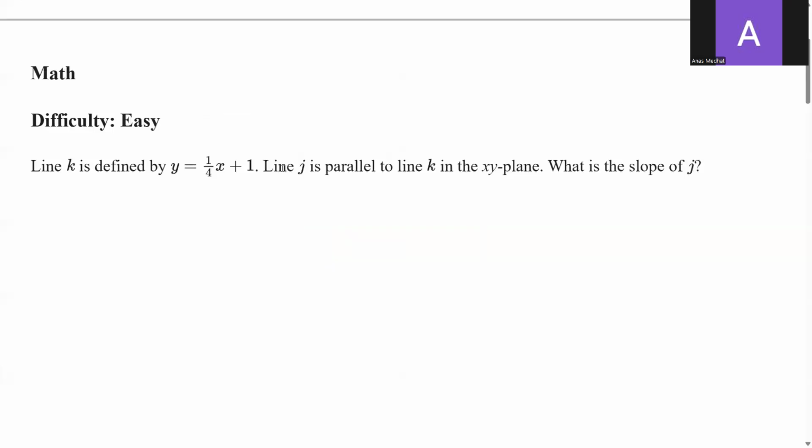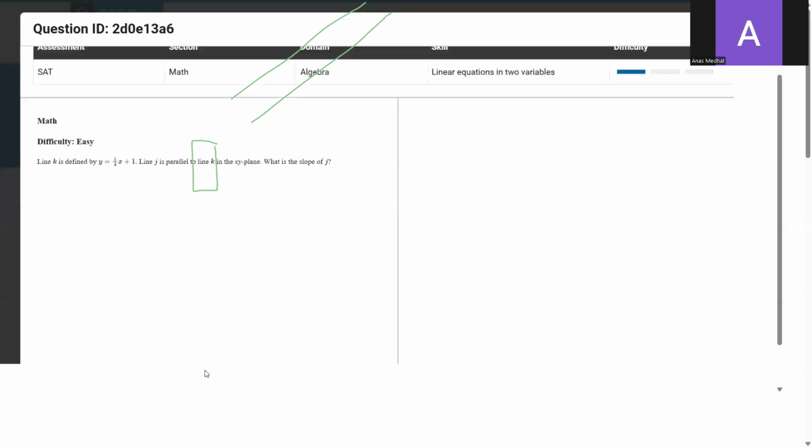Line k is defined by this. Line j is parallel to line k. The same equation we solved earlier. If they are both parallel, they should have the same slope. So the slope for line k is 1 over 4. It is the same slope for line j. So 1 over 4 is the slope.